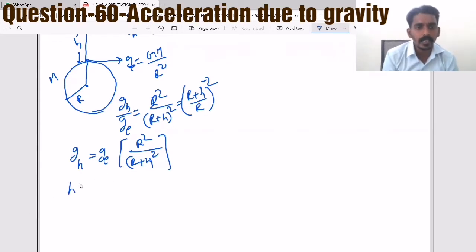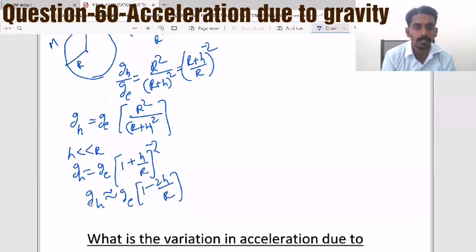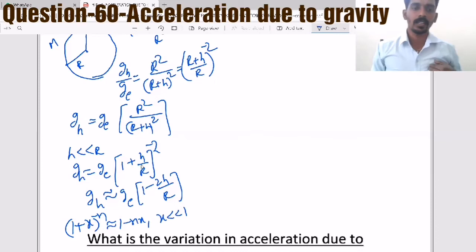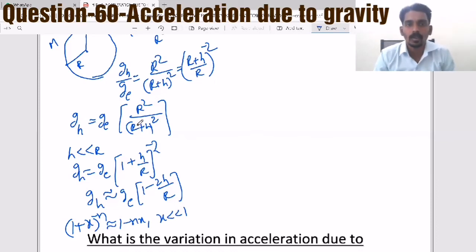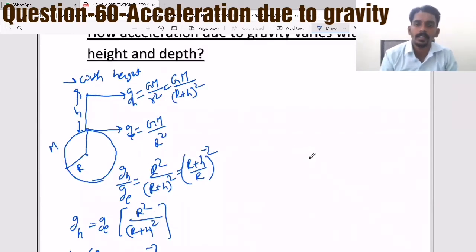Now, when h is very much less than R, g at height equals g into 1 plus h by R whole power minus 2. As h is very much smaller, this becomes approximately 1 minus 2h by R according to the binomial approximation. That is, 1 plus x whole power minus n equals 1 minus nx when x is very much less than 1. Like here h by R is very much less than 1. So this is the variation in acceleration due to gravity with height.